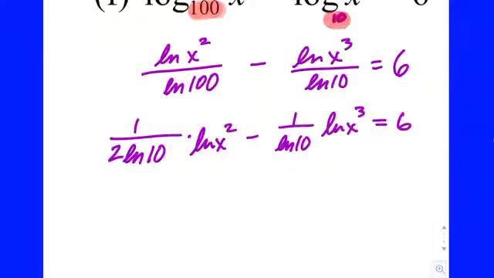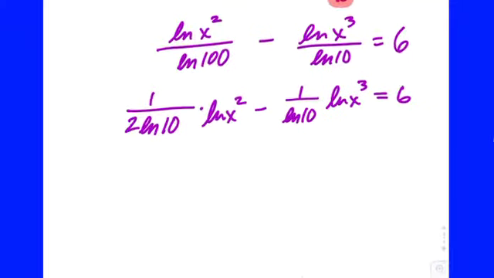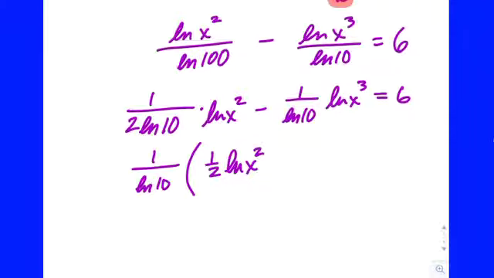Do I have a common factor? No. Close. Natural log of 10 in the denominator. Let's factor out a 1 over natural log of 10. Simplify early and often. That leaves us a 1/2 natural log of x squared minus natural log of x cubed equals 6. Okay, that's better. So now I just have some number out front, and this makes it easier to work with inside the parentheses.